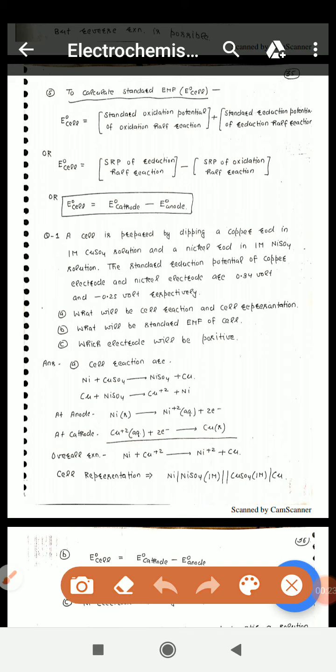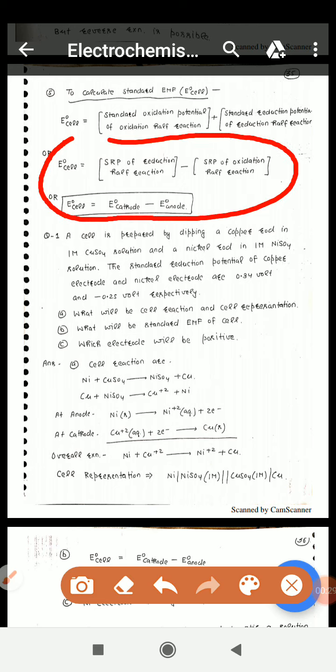First, I again repeat the formula for how we can calculate the standard electrode potential of any cell. There are different types of formula, but here we mainly use E naught cell equals E naught cathode minus E naught anode, meaning standard reduction potential of cathode minus standard reduction potential of anode. We use only the standard reduction potential in this formula.